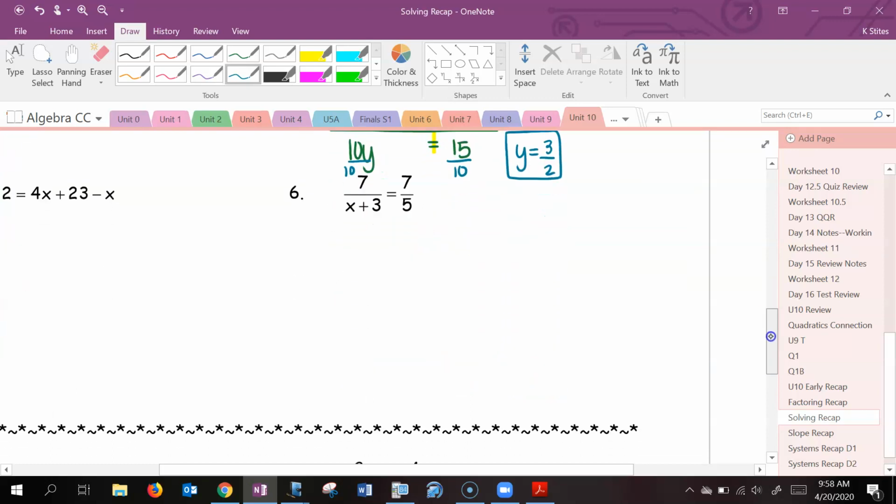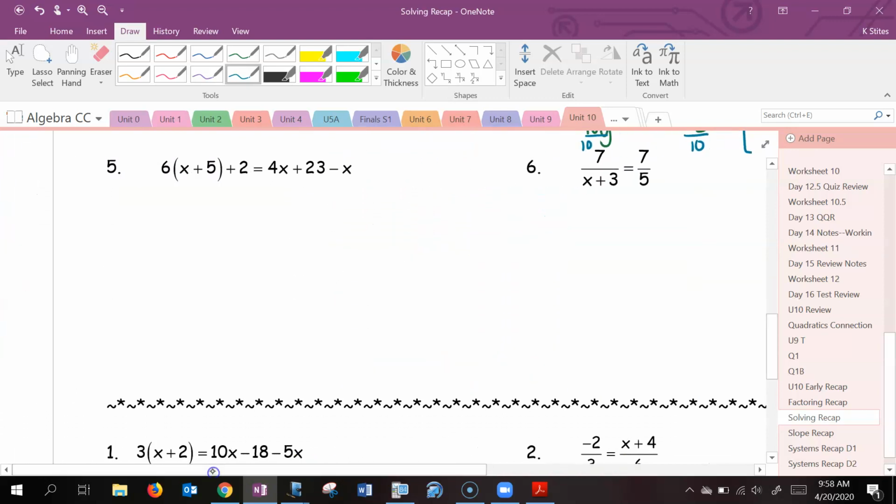All right, great job. Two more. Number 5, similar to number 4, let's go ahead and distribute first. And actually, I'll do that first. Okay, 6x plus 6 times 5 is 30. Bring down your plus 2. Bring down your equals. You should also notice you have like terms on this side, so I'm going to take care of those right now.